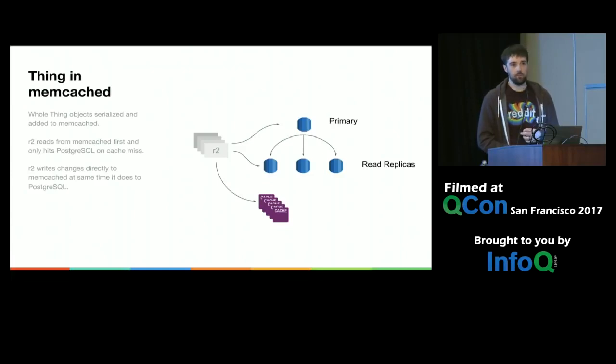Thing also works with memcache. This helps us reduce the load on those read replicas. The whole thing object is serialized and it's popped into memcache. R2 reads from memcache first and only hits Postgres on a miss. And we write directly to memcache from R2 when making the change, rather than just deleting from memcache and allowing it to be repopulated on the next read.